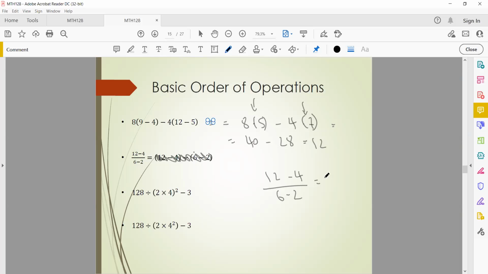So in this case, 8 is on top. On the bottom, you get 4. And then 8 divided by 4 gives you 2. So that's what you do for those. What else do we have?